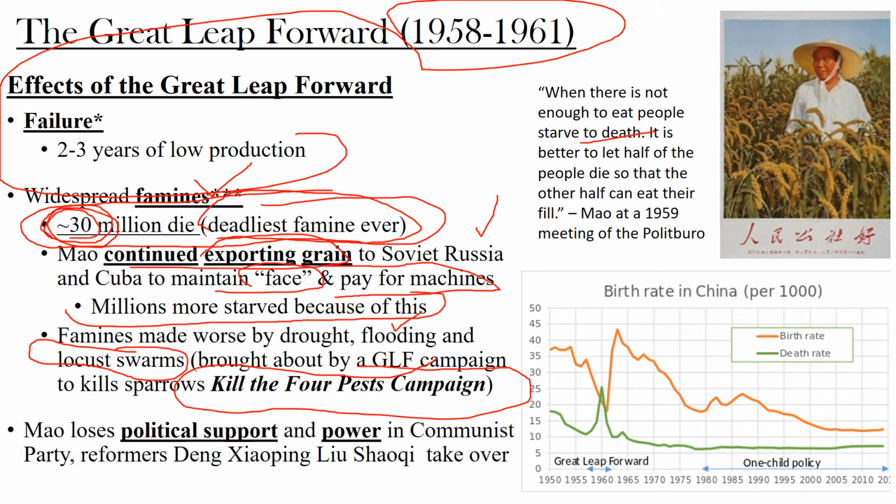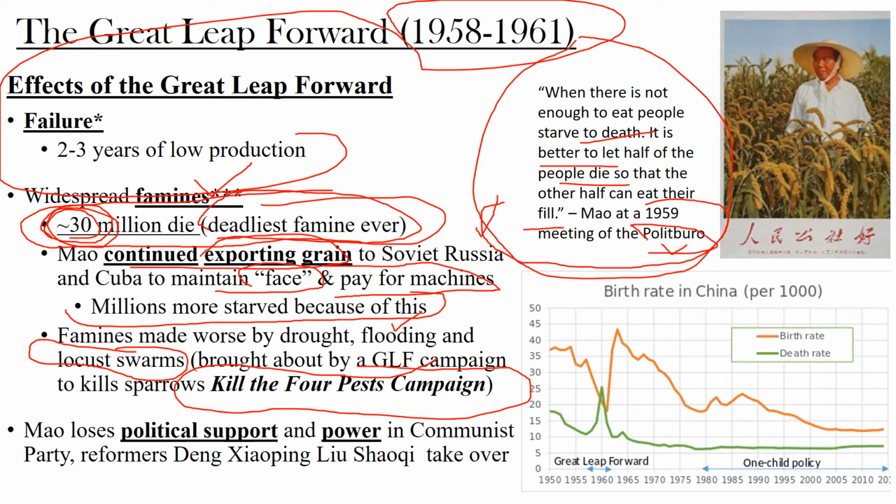And we have this great quote from Mao. He's just an awful human being. "When there is not enough to eat, people starve to death. It is better to let half of the people die so the other half can eat their fill." And this is when they're doing the report to the Politburo, or the governing council of Communist China. This is what he says to them. It's just like, well, some people gotta die so other people can eat.